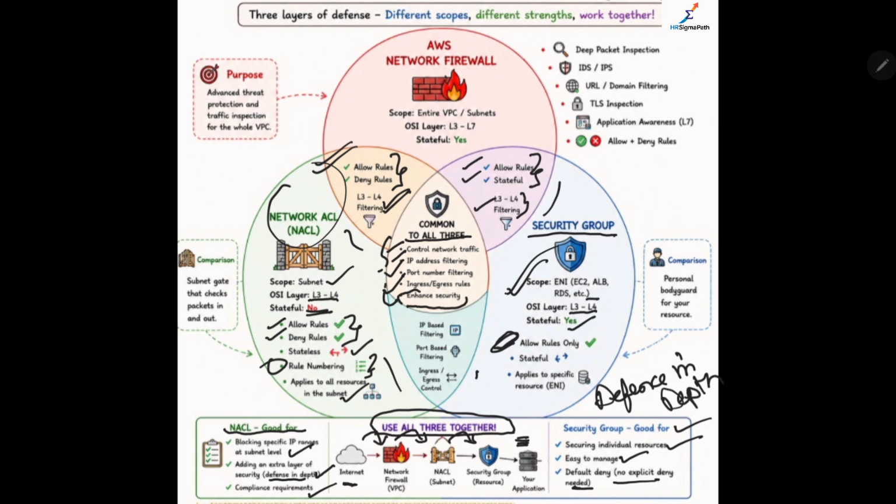The final note reminds us of one of the most important AWS interview questions: Network ACL is stateless, so you must create rules for both incoming and outgoing traffic. Security groups and AWS Network Firewall are stateful, meaning return traffic is automatically allowed. If you remember just these differences along with the scope of each service, you will understand why AWS provides all three security controls instead of only one.